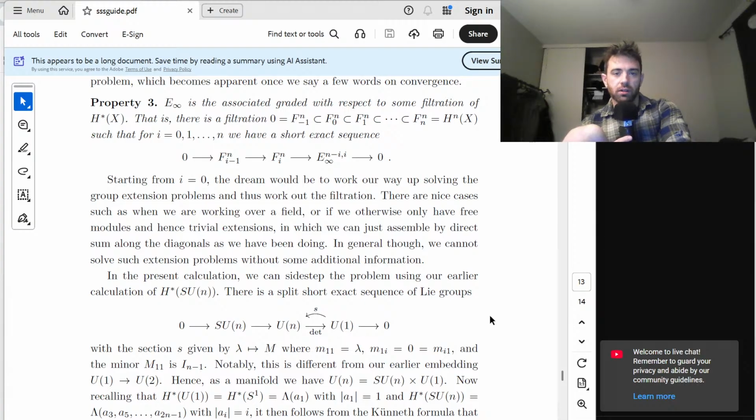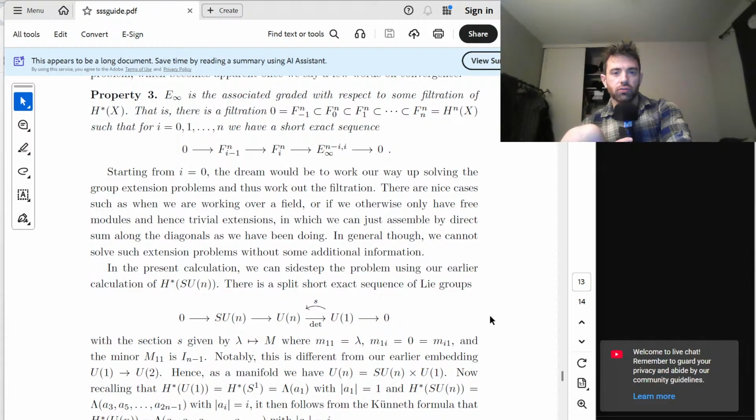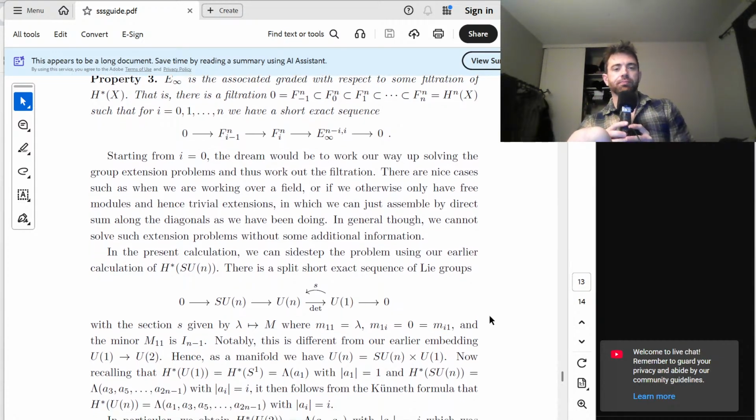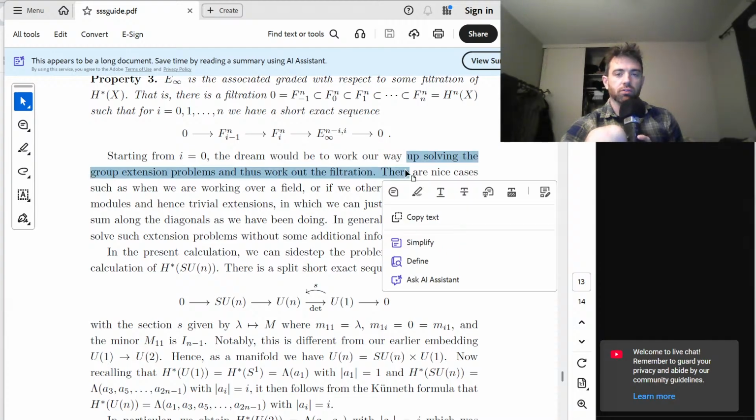So, E infinity is the associated graded with respect to some filtration of some cohomology. That is, there is a filtration. I set -1 to be 0. Okay. Sure. We've got these short exact sequences. Starting from i equals 0, the dream would be to work our way up to solving the group extension problems, and thus work out the filtration.